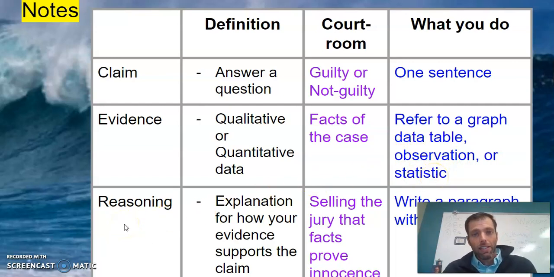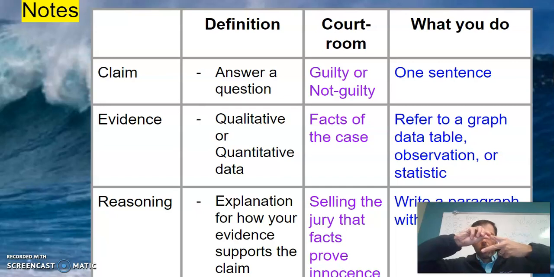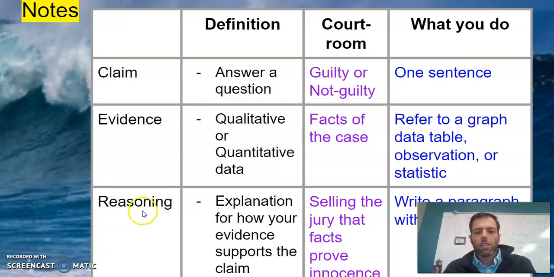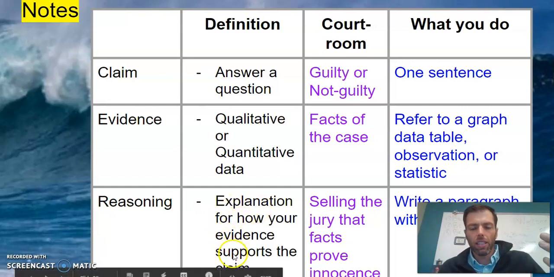Now, reasoning is usually the hardest thing for students to wrap their head around because a lot of students think, well, what's the point of the reasoning? I've already told you the answer, and then I've given you evidence to back it up. So the best way that I have found to describe what reasoning is: I need to know that you know how this evidence connects to your claim. The fancy way of saying this is it is an explanation for how evidence supports the claim.